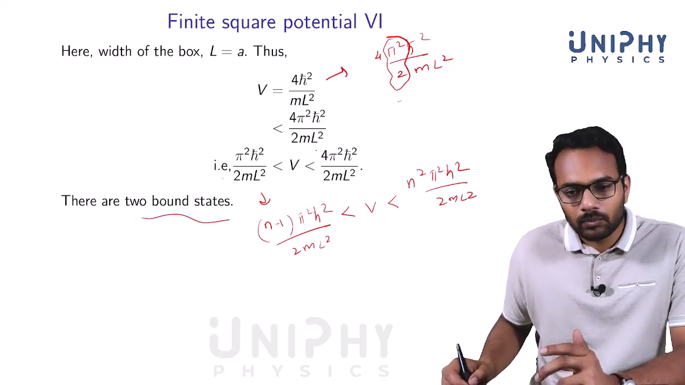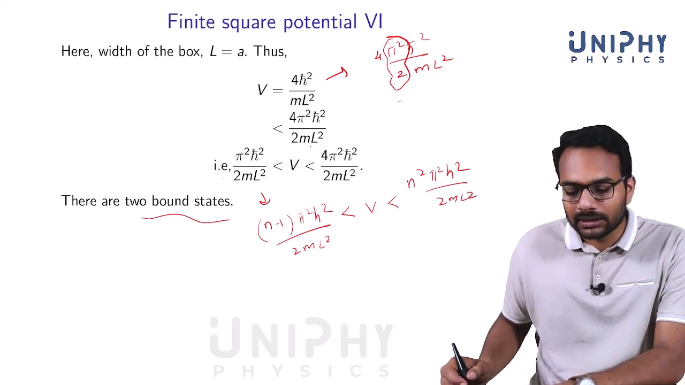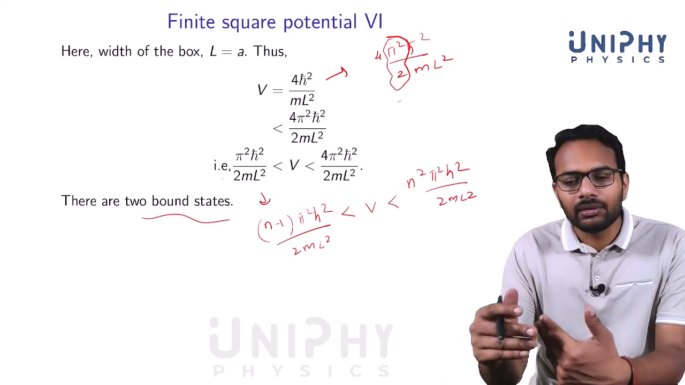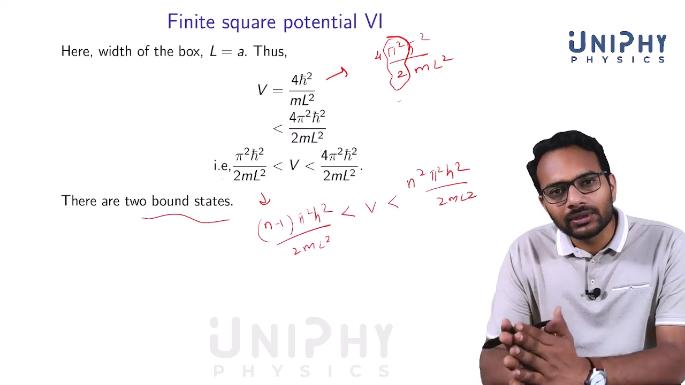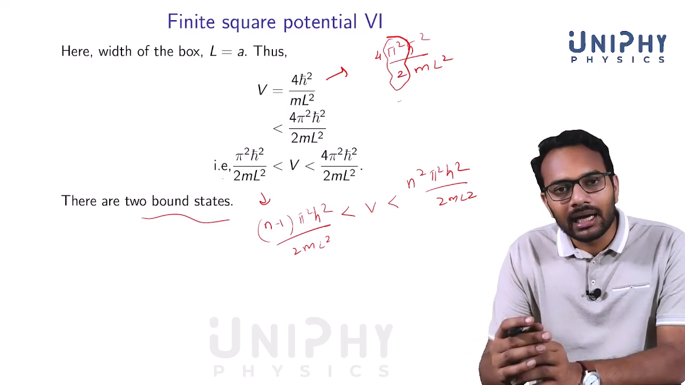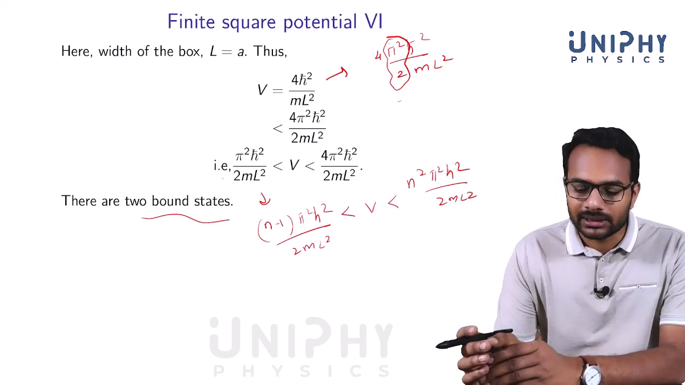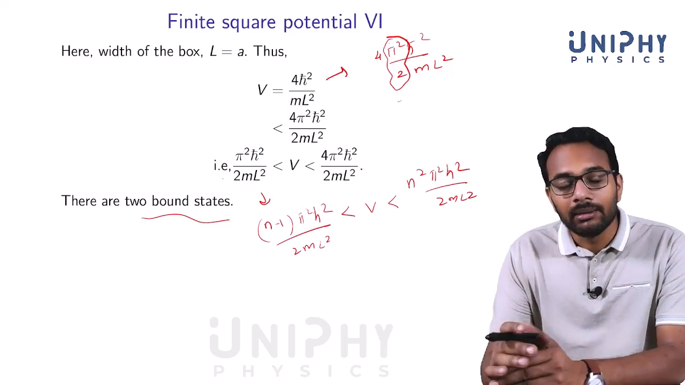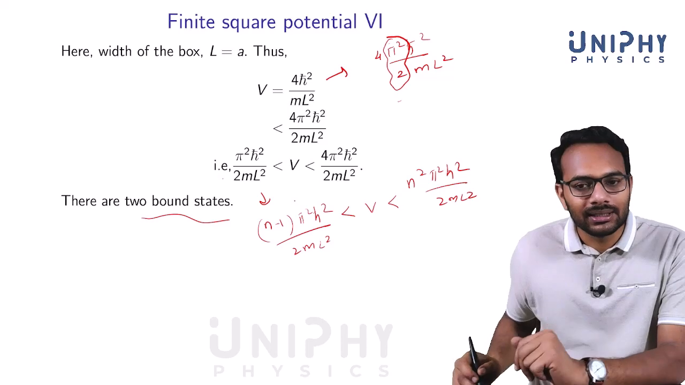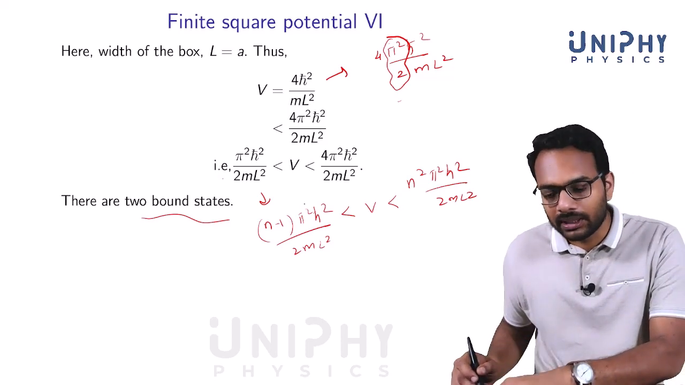All right. Such problems have been asked, and by looking at the previous question papers, we see that this is the only kind of question mainly that's been asked from finite square potential. So we don't want to spend more time on this. We'll move on to more important sections. So this is the only thing that we'll study in this part.